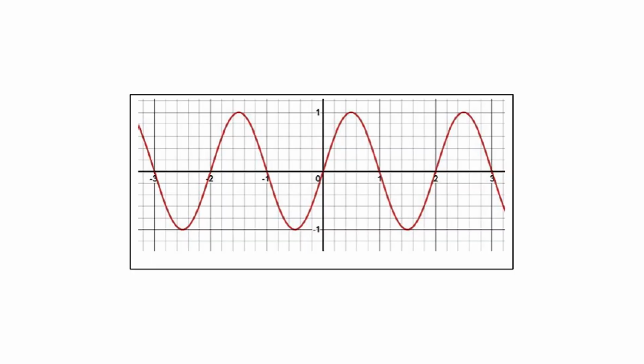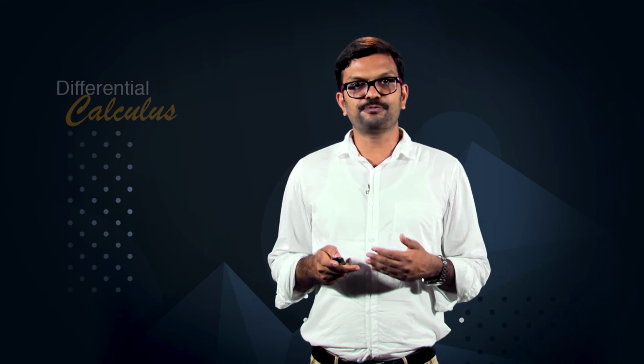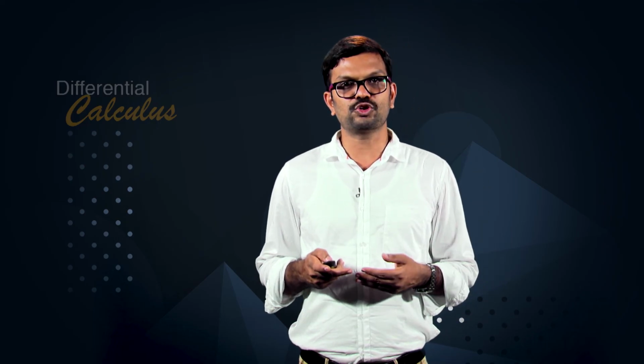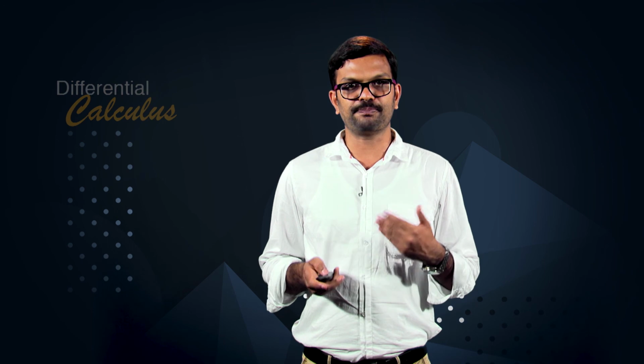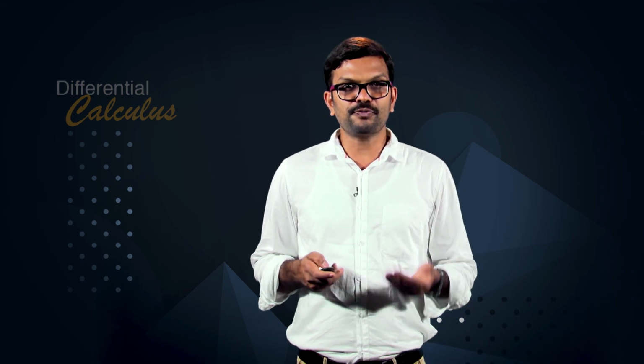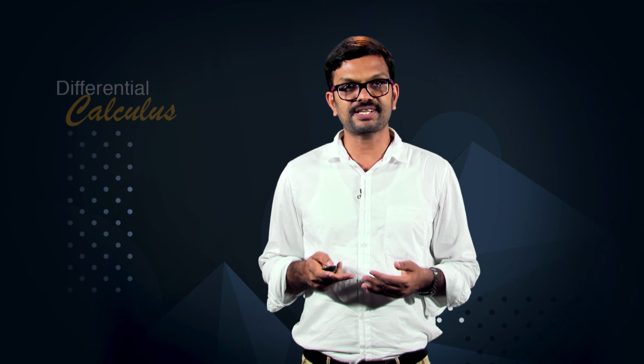By looking at the graph of sin pi x, we can see that for any integer n, sin pi x is greater than 0 in the interval 2n to 2n plus 1 and sin pi x is negative in the interval 2n plus 1 to 2n plus 2. From this, it follows that f double dash of x equal to minus pi square sin pi x is less than 0 in the interval 2n to 2n plus 1 and f double dash of x equal to minus pi square sin pi x is greater than 0 in the interval 2n plus 1 to 2n plus 2.